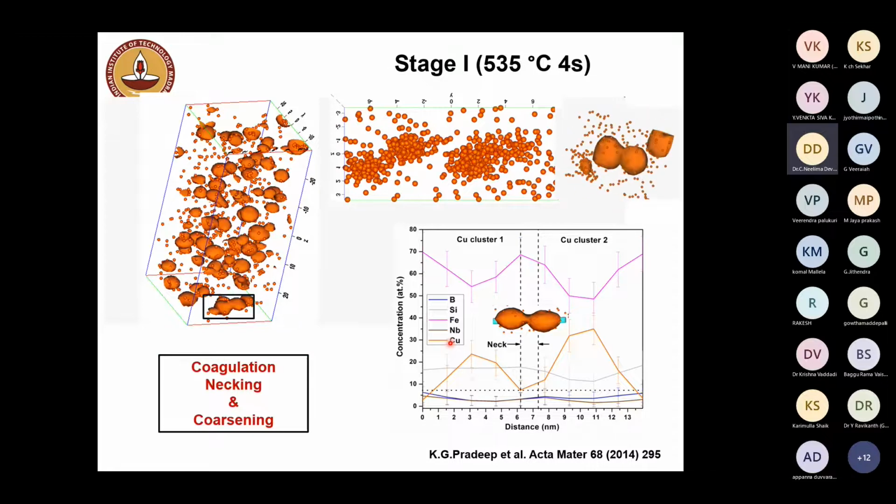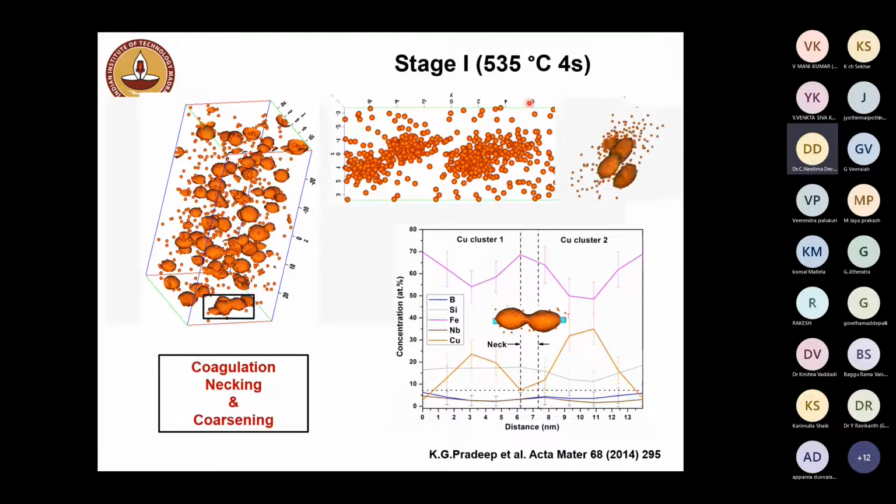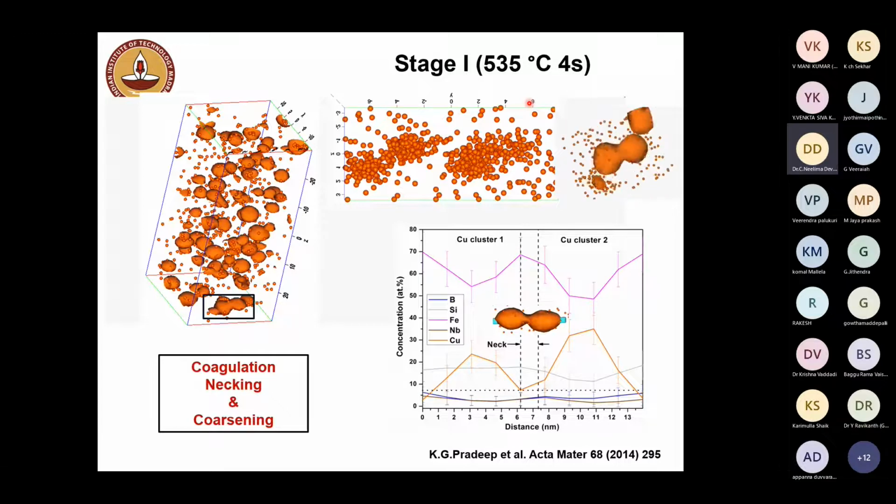is the coagulation, necking, and coarsening mechanism that is active in the initial stages of clustering, because we anyway know these clusters are coarsening as a function of time, but the mechanism of coarsening you can study as a function of the overall microstructure of the material. Now in the amorphous state, you see that it is coagulating, necking, and then coarsening.